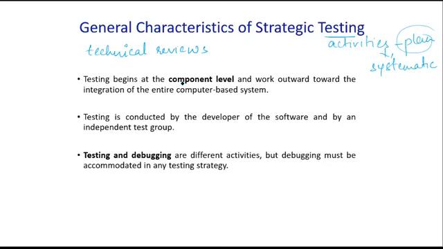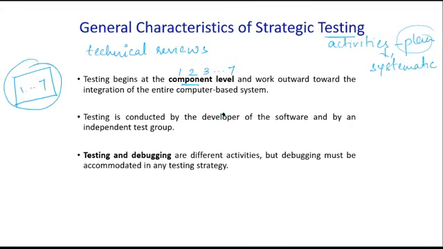Now, testing is going to begin at the component level. That means if this is the software that you're developing that has got some 6-7 components in it, you're going to test one component at a time. You're going to test one, then leave that and test component 2, then test component 3. This is going to go on till 7. So you're going to test each and every component individually, and then you're going to test the entire system.